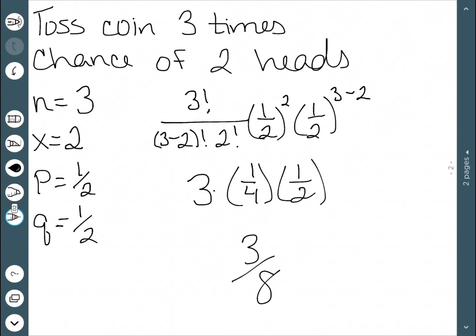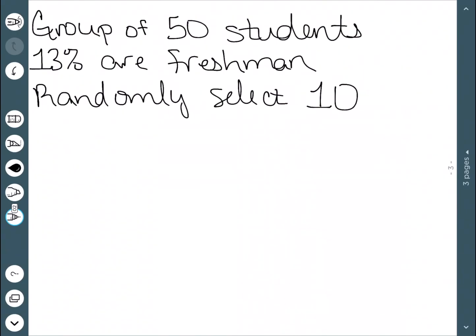So we could have done this example by just listing out all of the possibilities. There's not that many, there's only 8. But what if we want to do something more complicated? Let's look at another example. In this case, we have a group of 50 students. We know that in that group of 50 students, 13% of them are freshmen, and we want to randomly select 10, and we want to know what's the chance we have all freshmen out of this 10.